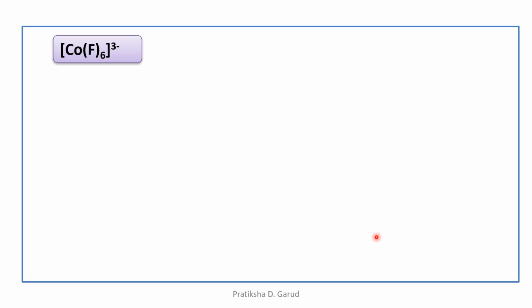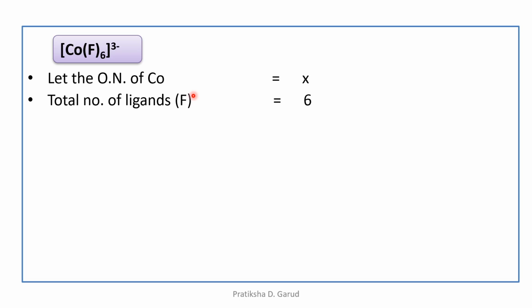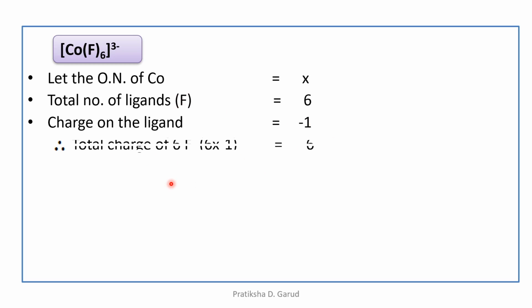Next example is CoF6 3-. Now here Co is the central metal ion and the fluorine is the ligand. There are 6 fluorines. So let the oxidation number of cobalt be X. Then total number of ligands, which are the fluorine, is equal to 6. The charge on the ligand is -1. Therefore, the total charge of 6 fluorine, that is 6 into -1, is equal to -6. Then the charge on the complex is equal to -3.